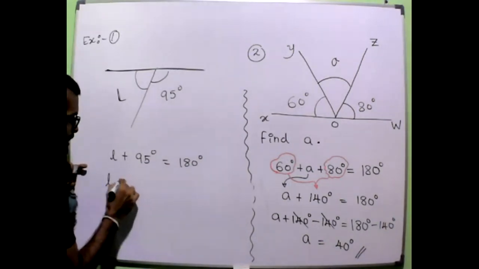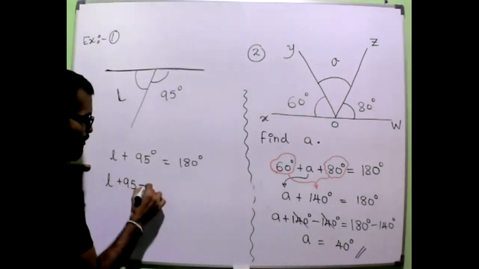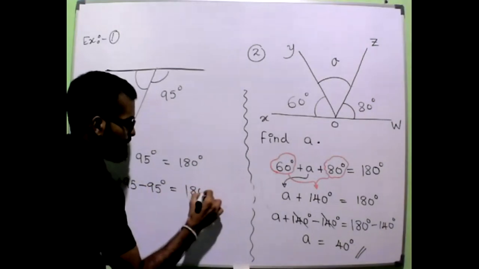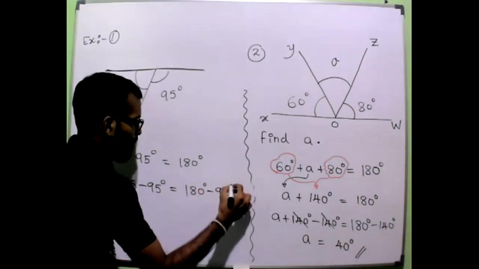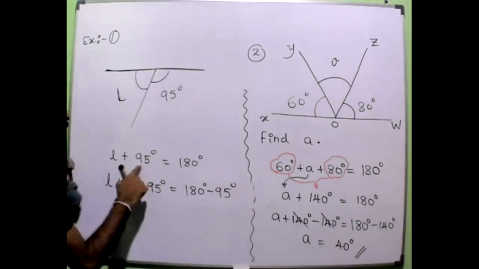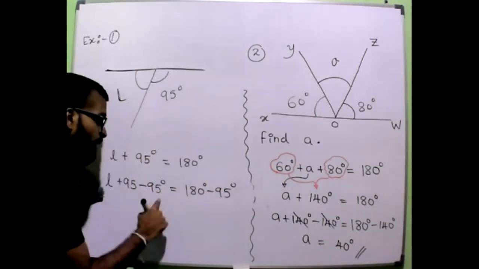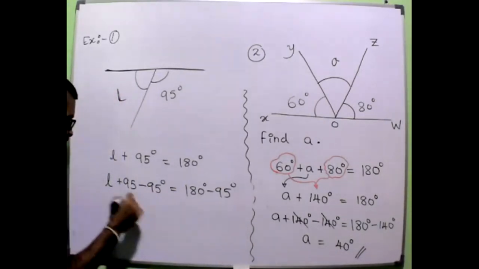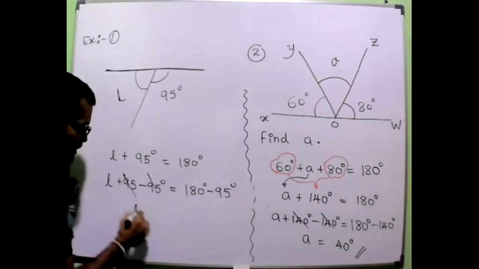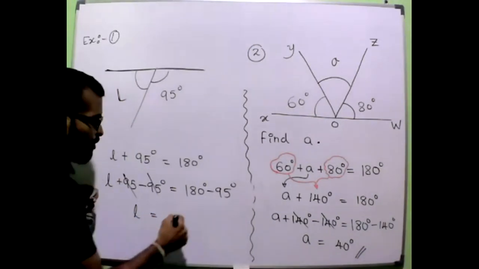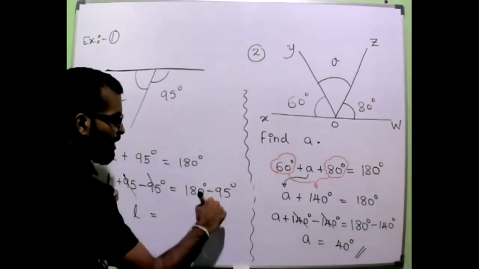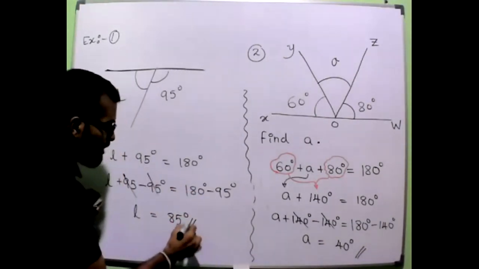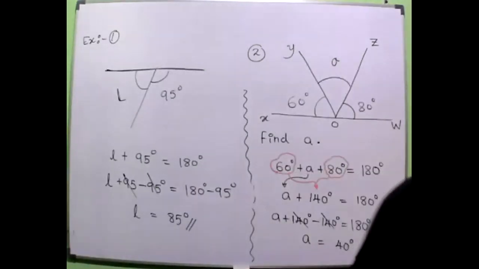Then this 95 should be removed, so it should be negative 95, right? 95 minus 95 from both sides. This is positive now, we need to make it negative, and from both sides we have to do the same thing, right? Cancel out, cancel out. The only remaining term is L equals. If you get the subtraction 180 minus 95, it would give you 85 degrees as the answer, right?